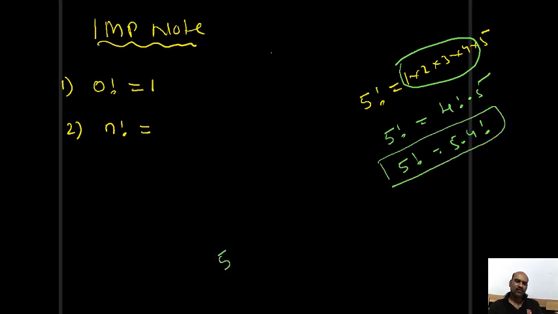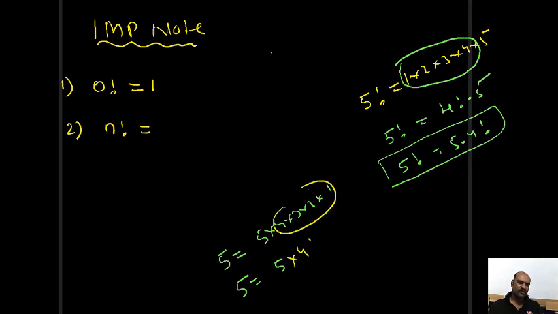Again I want to explain. 5 factorial means 5 into 4 into 3 into 2 into 1. Both are the same: 1 into 2 into 3 into 4 into 5 or 5 into 4 into 3 into 2 into 1. So 5 factorial is 5 into 4 factorial. Instead of this 4 factorial, again I can write 4 into 3 factorial. So 5 into 4 into 3 factorial you can also write. So this is the concept of factorial notation.